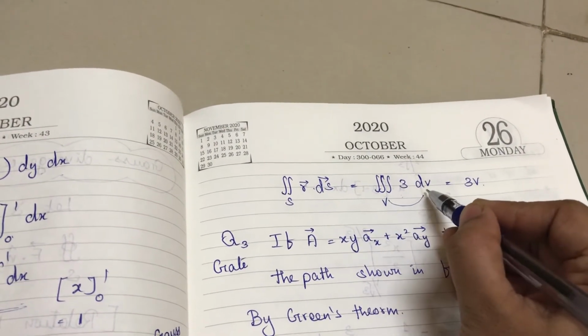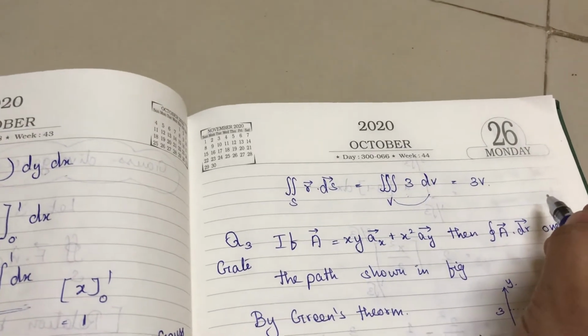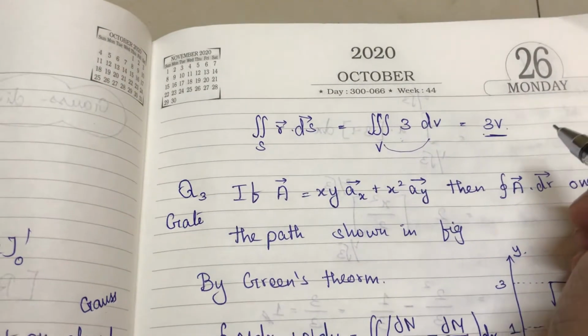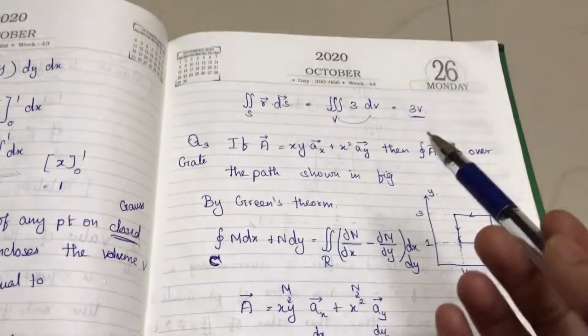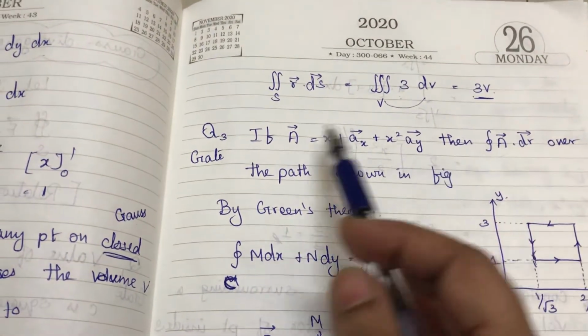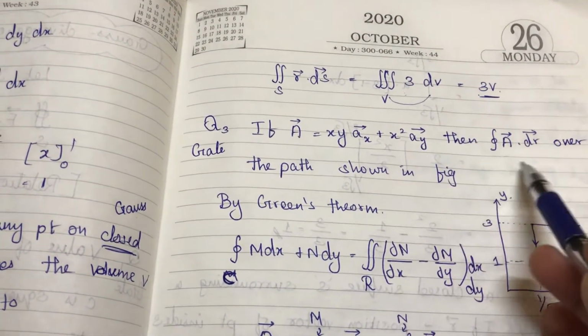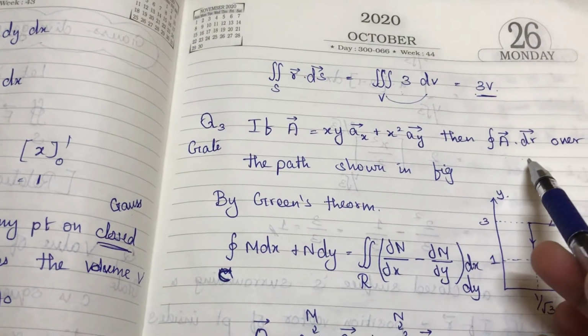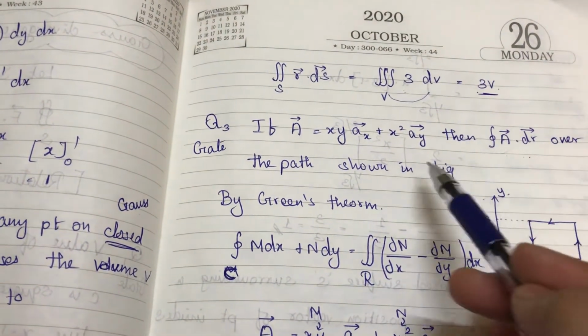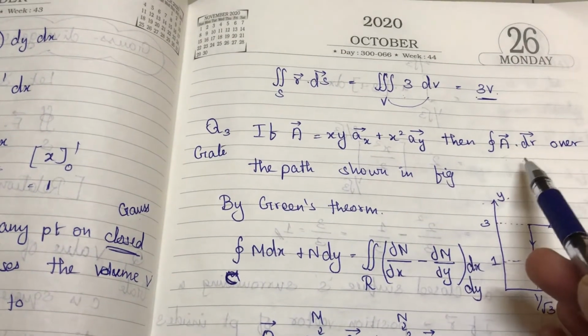So integration of dv is what? Only v. So 3 into v is the answer. Okay, it's just simple. This can be asked in the 1 mark questions. If a vector is given, they have asked a vector into dr over the path shown in figure. So they are asking a vector into dr.